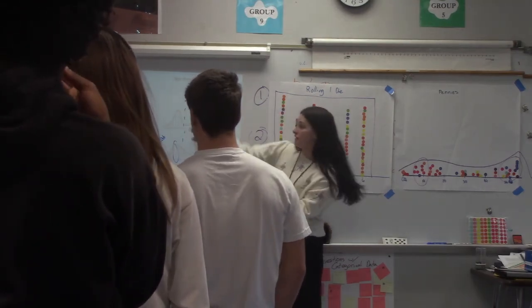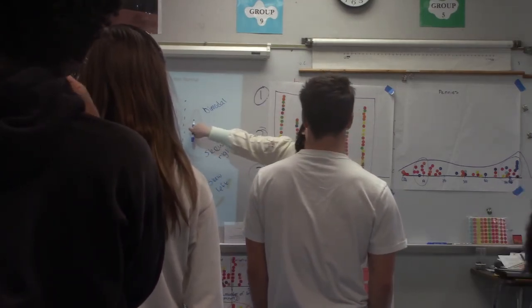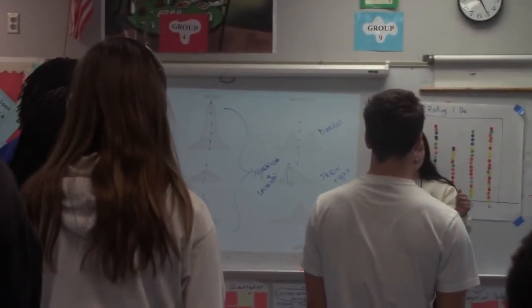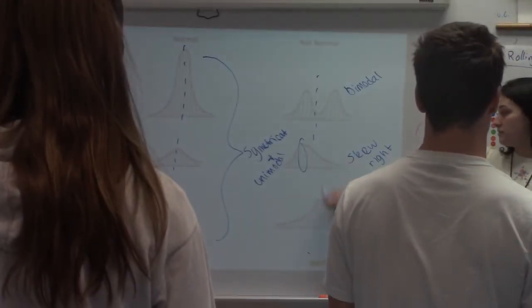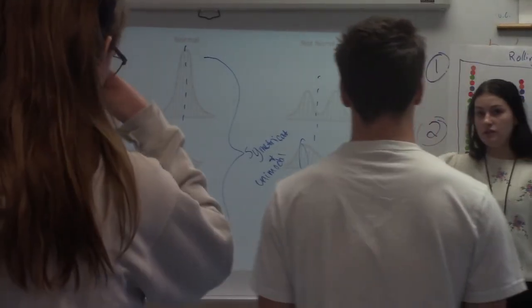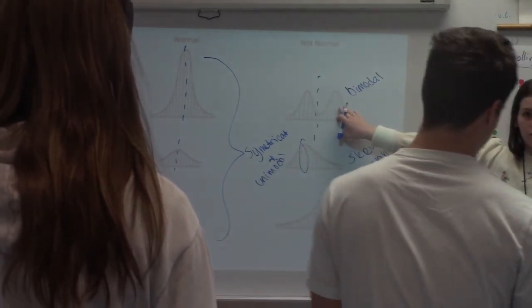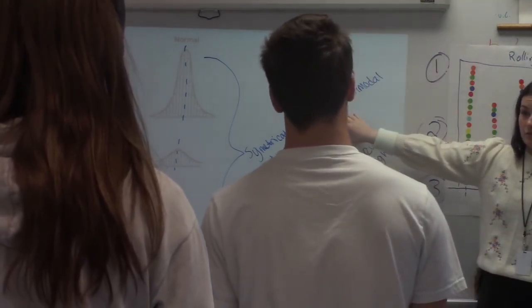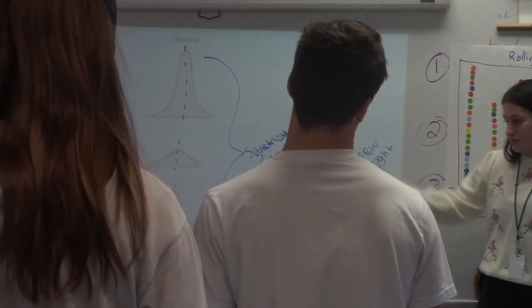So using these things, for something to be normal, what two things does it have to have? Symmetrical, but this is symmetrical, and it's not normal. What else does it have to have? It has to be unimodal, and it has to be symmetrical. Because these are unimodal, but they're not normal because they're skewed. And this is symmetrical, but it's not normal because it's bimodal. It has two humps.